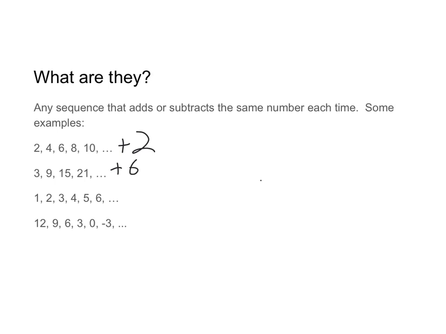Just counting, okay? You guys have been doing arithmetic sequences since you learned how to count, back when you were probably 4 years old. 1, 2, 3, 4, 5, 6, 7, that's an arithmetic sequence, just adding 1 each time. Another one, the fourth one, 12, 9, 6, 3, that's going down by 3, it's subtracting 3 each time. All these are arithmetic sequences because they're adding or subtracting the same number each time.